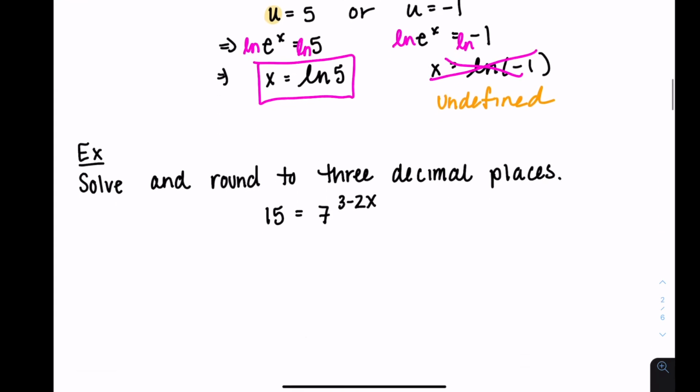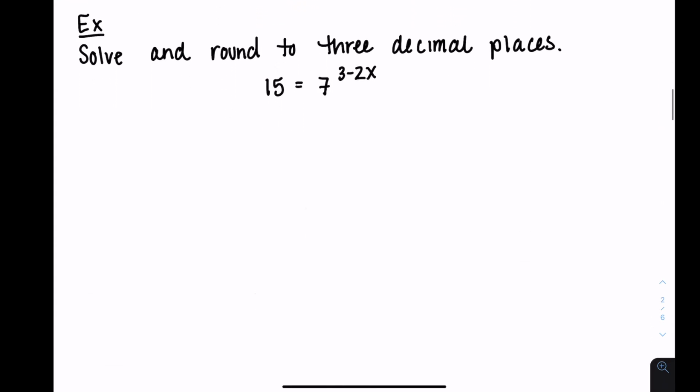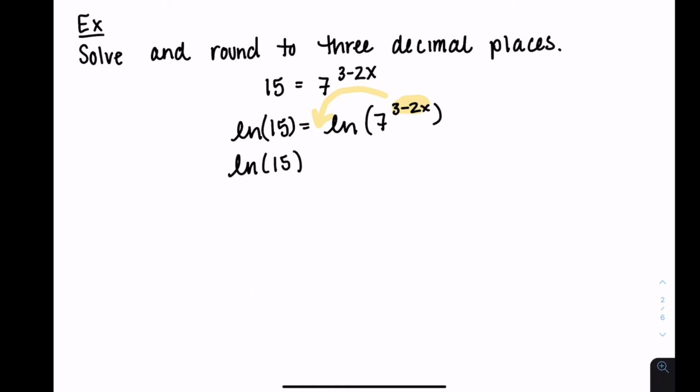So now let's try another one and let's solve and ultimately round to 3 decimal places. And we've got 15 is equal to 7 to the 3 minus 2x. So again, definitely can't write 15 as base 7, but I need to get this x down. So let's go ahead and take the natural log of both sides. We get natural log of 15 and then natural log of this exponential piece. And then one of our properties tells us anything that's an exponent can just pop right out front. So I get natural log of 15. On the right hand side, I'll get the exponent times natural log of 7.